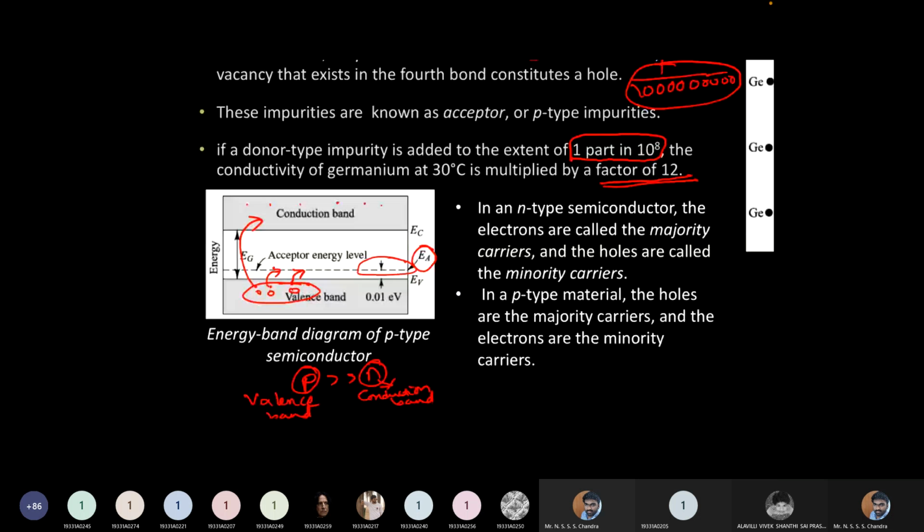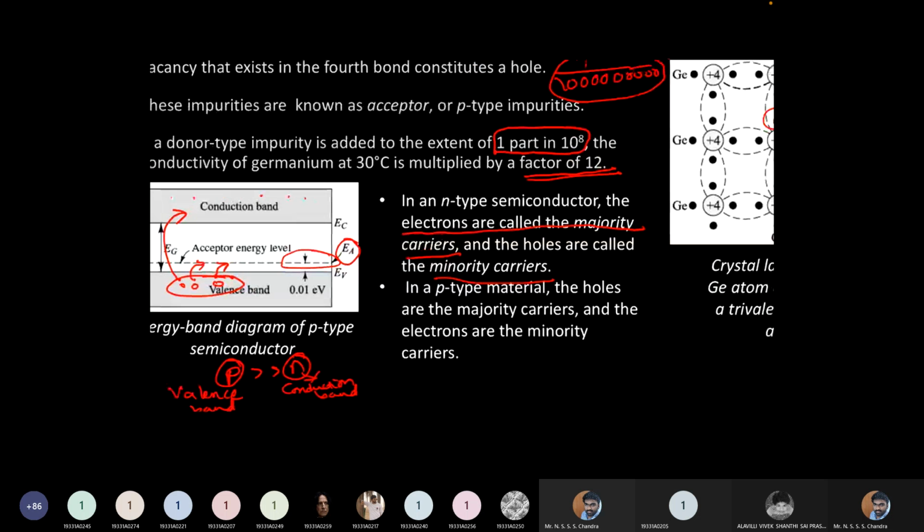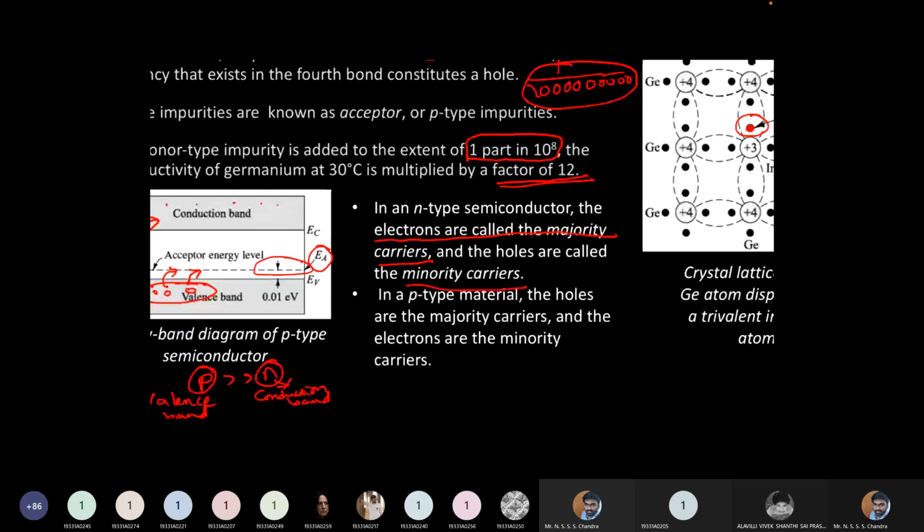In an n-type semiconductor, we have electrons in large number, called majority carriers, and the small number of holes are called minority carriers. A p-type material is one where you add a trivalent impurity. Then you have dominant holes, which is why it is called p-type material. They are the majority carriers. There is a small number of electrons in the conduction band, called minority carriers.